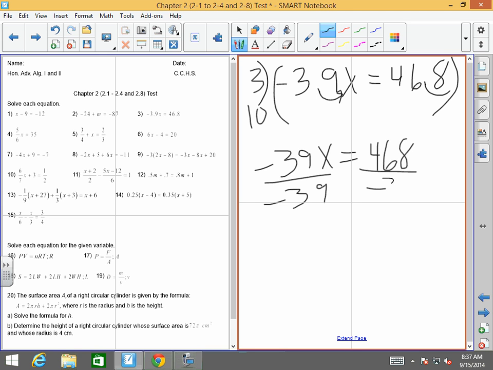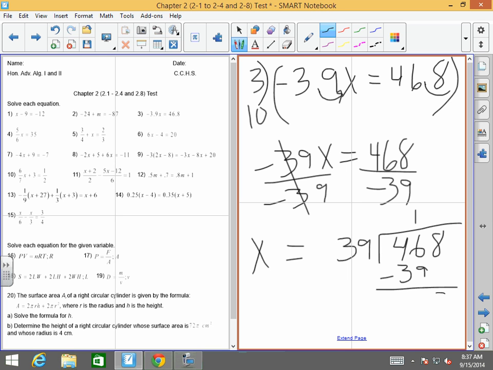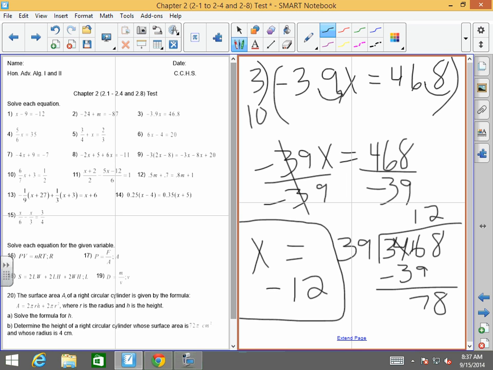First of all, my brothers, a positive divided by a negative is a negative. So x is going to equal negative something, but I'm going to have this 39 out here. Then I got 468. 39 goes into 468 one time. Drop down the 8. Carry the 1 here. That's 78, so that's 2. So x equals negative 12. Okay? Be careful with that. Those negatives can really hurt you.